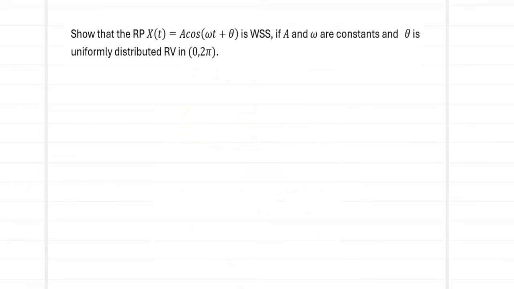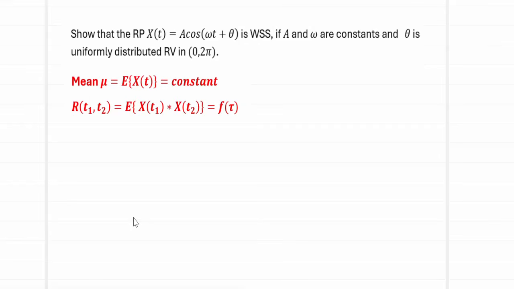The problem is that we have to show that the random process X(t) = A cos(omega t + theta) is WSS, if A and omega are constants and theta is a uniformly distributed random variable in the interval 0 to 2 pi. First and foremost, the problem is to show that it is WSS. So we need to quickly recollect the points to be proved if a random process has to be shown as WSS.